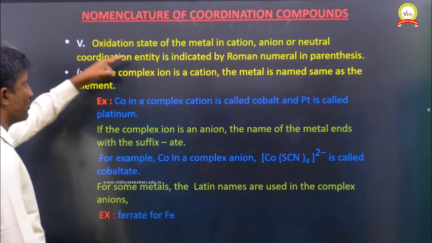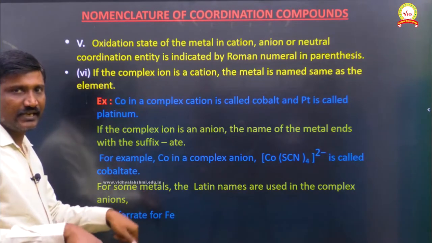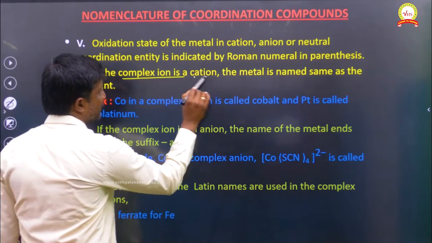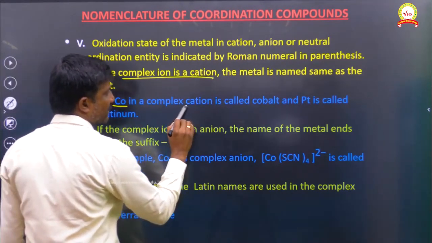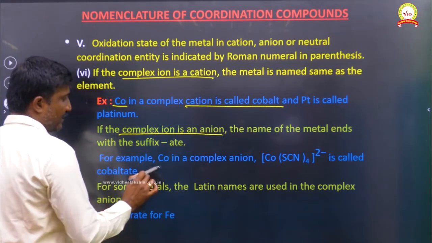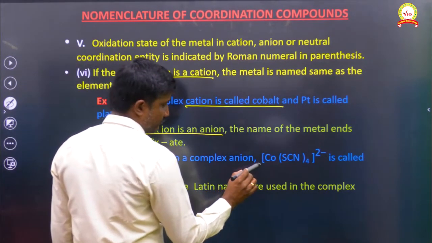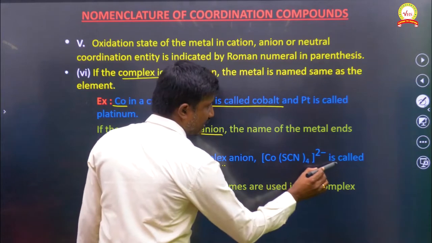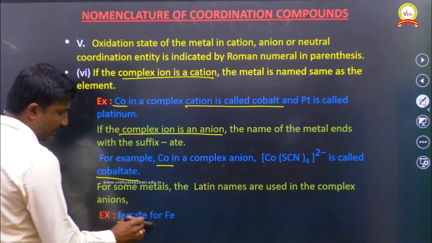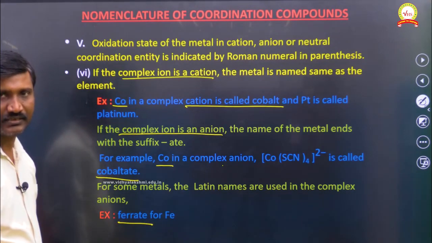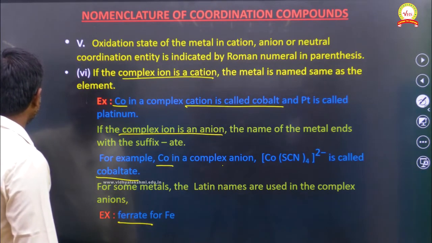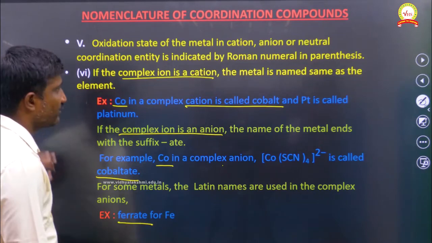This we already discussed. The oxidation state we have to represent in parenthesis in Roman numerals. Okay, if the complex ion is in cationic state, then we write the central metal atom name as usual, right? But if the complex is in anionic state, then we write the central metal name ending with "ate", means cobaltate, and if I take iron, ferrate, like that in negative sphere. Okay. So, let us see each one with examples.